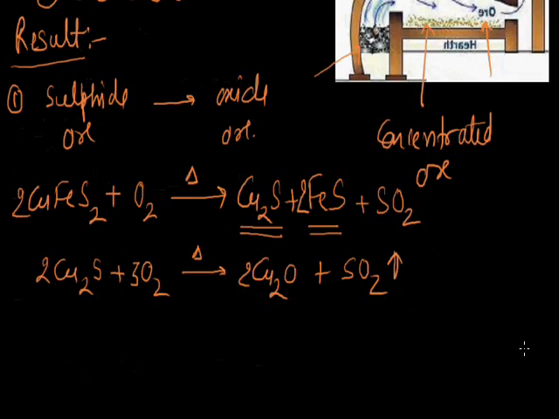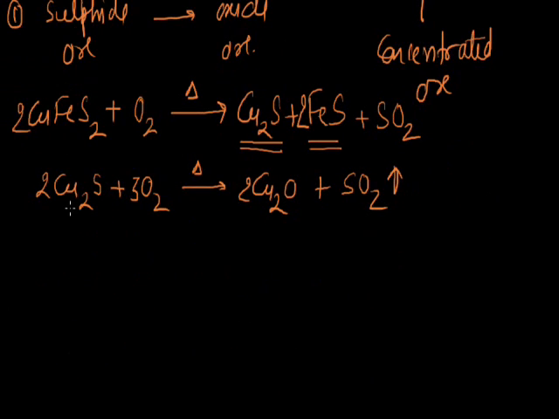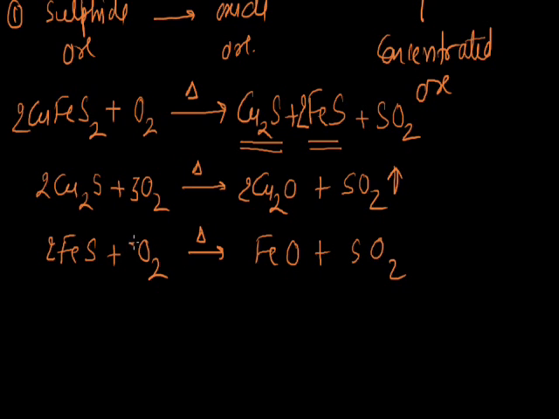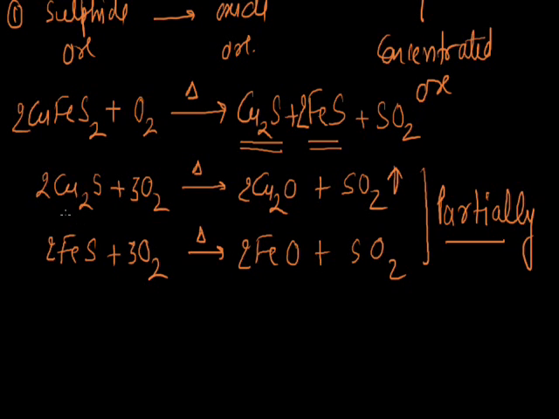Also ferrous sulfide converts into ferrous oxide: FeS plus O2, and it will be heated and converted into FeO plus SO2, and we can write 2, 3 and 2 here. This process takes place partially, or we can say that after this process some copper sulfide is converted into copper oxide and some iron sulfide is converted into iron oxide. And second result, removal of moisture.